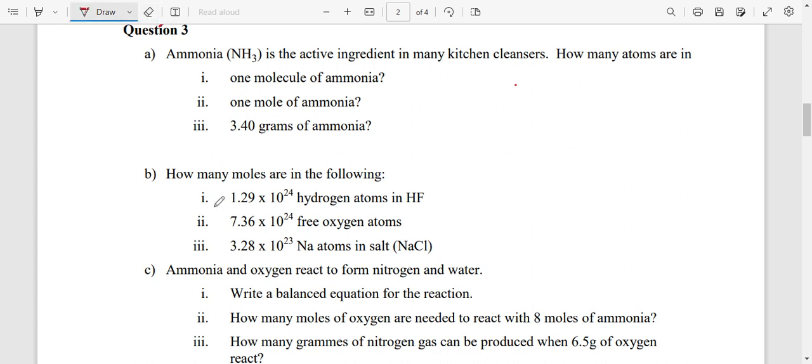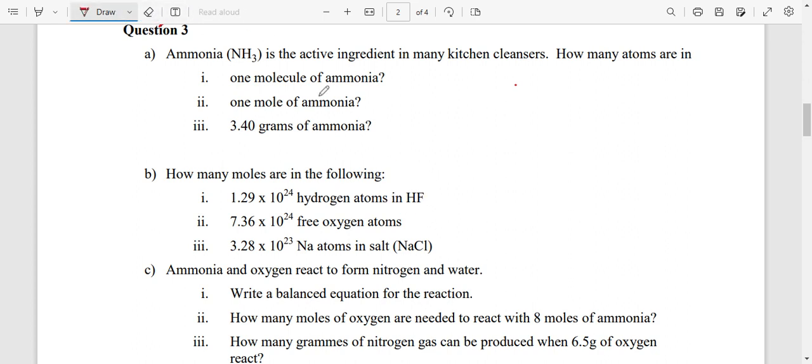Okay, the next part B. How many molecules are in the following? 1.29 times 10 to 23 hydrogen atoms. Now I want to determine how many molecules of hydrogen fluoride.